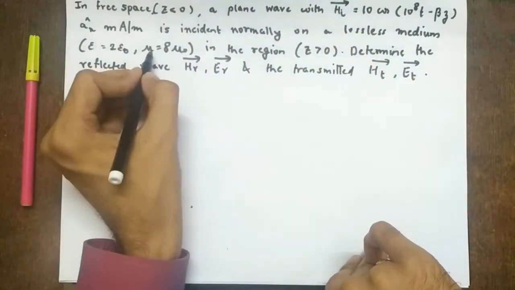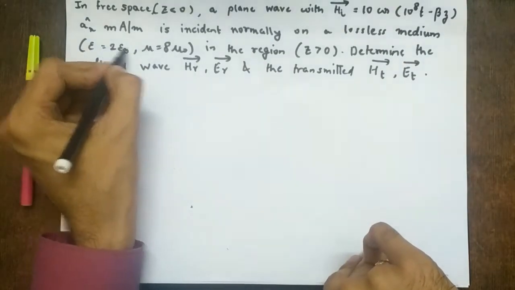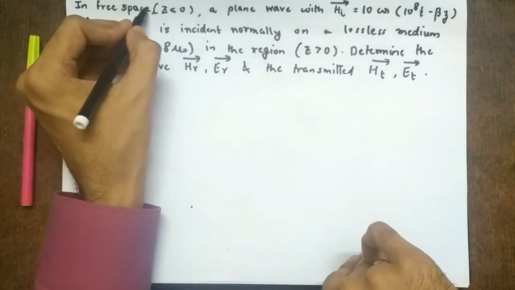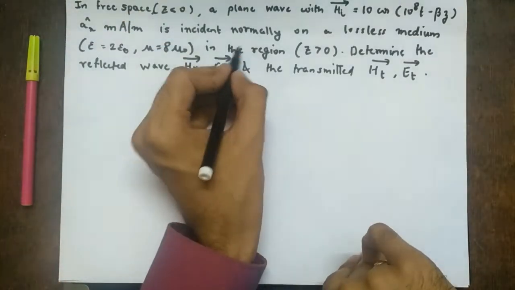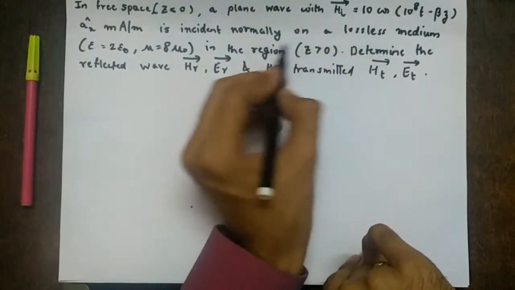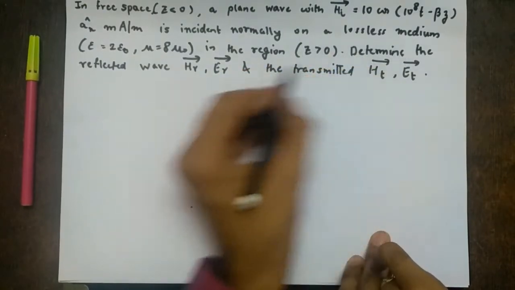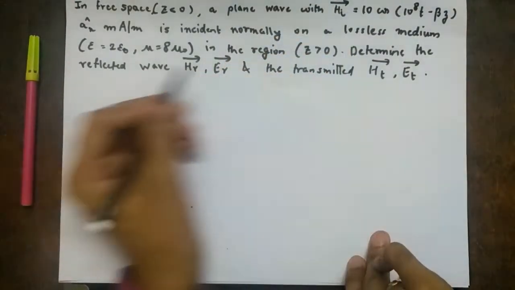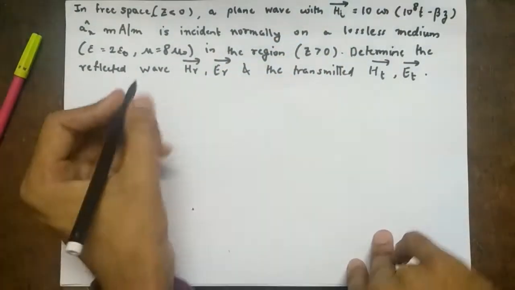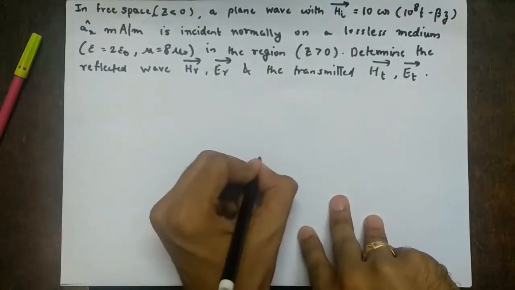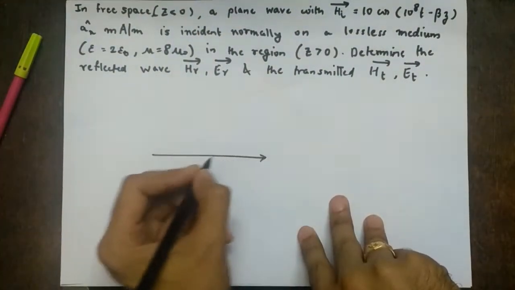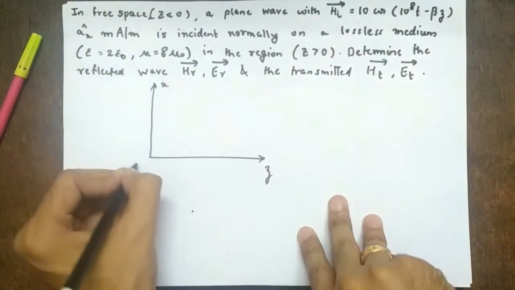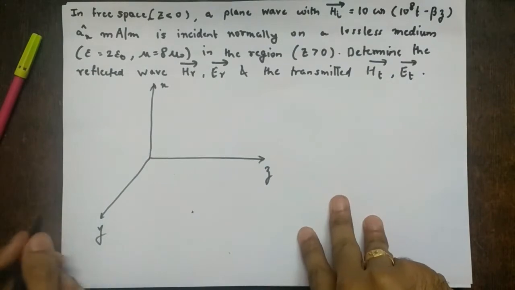Epsilon is 2 epsilon 0, mu is 8 mu 0, meaning epsilon r is 2 and mu r is 8, and here it is free space, meaning epsilon r and mu r both are 1. It is incident normally on the lossless medium in the region z greater than 0. Determine HR, ER, HT, ET, and they have mentioned specifically that they are vectors, so we have to find the vector form. First, we will draw the coordinate system, obviously, and from that coordinate system we'll get the direction. Let's assume this as z, this will be x, right-handed coordinate system, so this will be y, right?